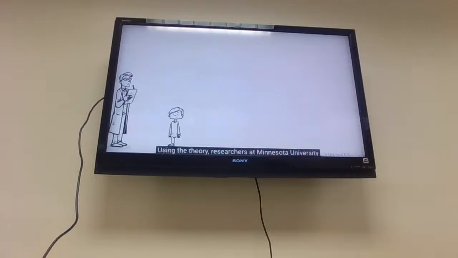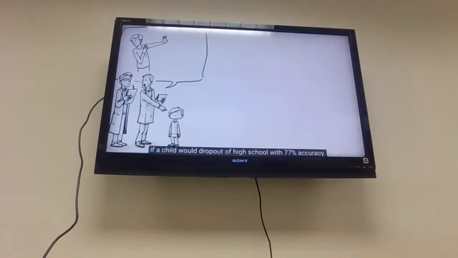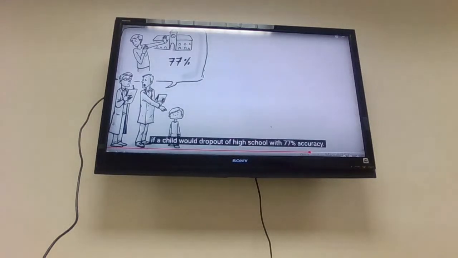The long-term effects of our attachment in the early years are well documented. Using the theory, researchers at Minnesota University were able to predict already at age 3 if a child would drop out of high school with 77% accuracy. So that's crazy that they have studies that showed secure and insecure attachments, and it could be a future predictor 10, 15, 20 years later of high school dropout, relationships with other adults, etc.